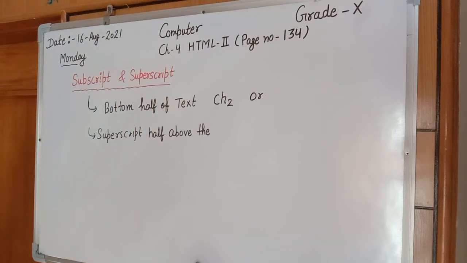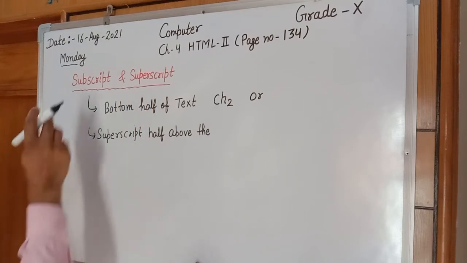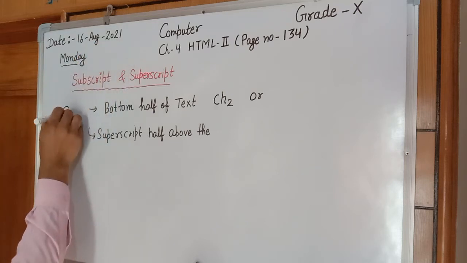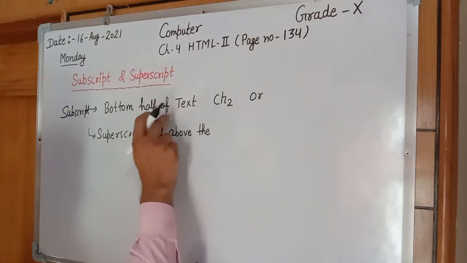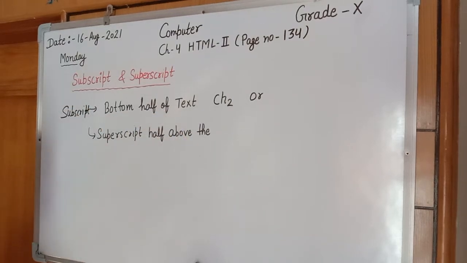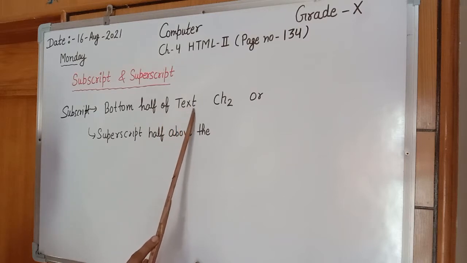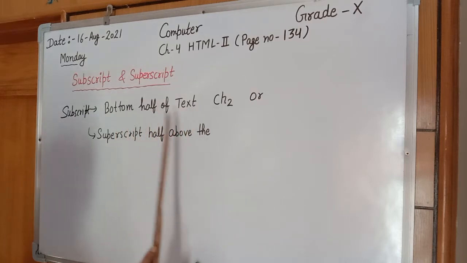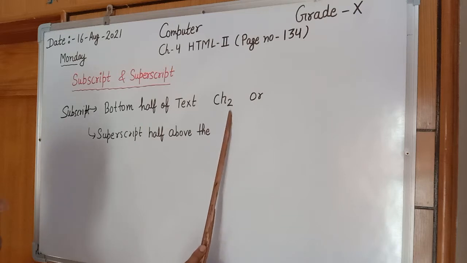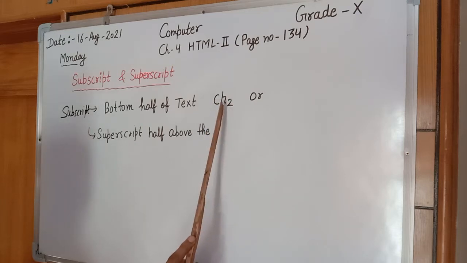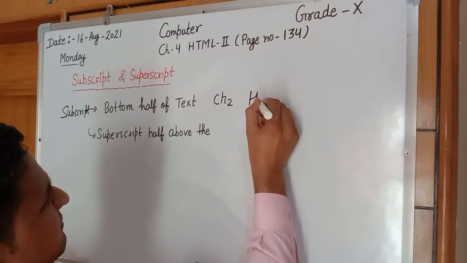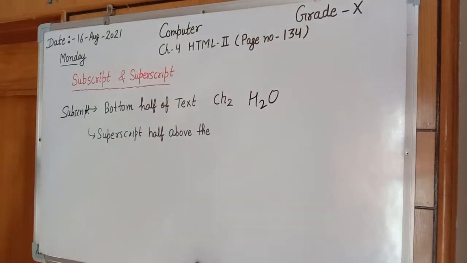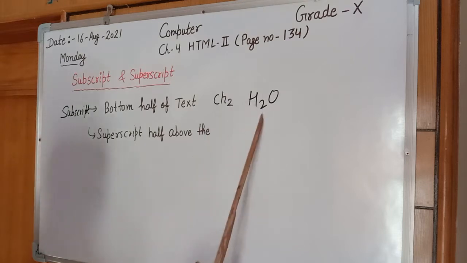What is subscript? Subscript is basically the bottom half part of your text. It means when we are writing any content, half part will be on the position of text and half part will be at the bottom of text. Like see the example, CH2 I have written. 2 is half on the level and half is at bottom position. That is the example of subscript. Like I am writing H2O, same concept is followed. 2 is half on the text position, half on the bottom position.